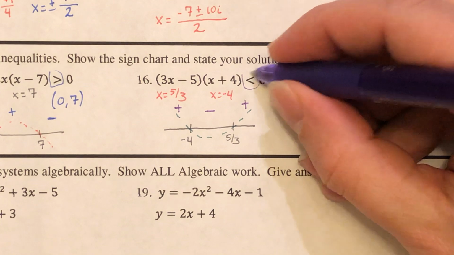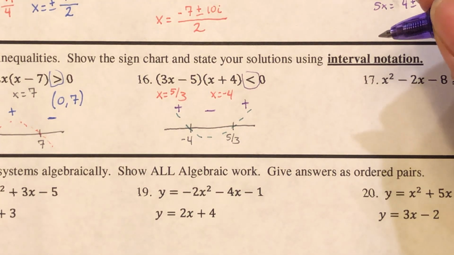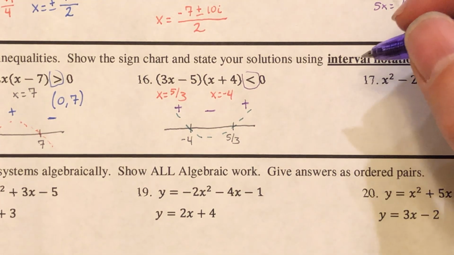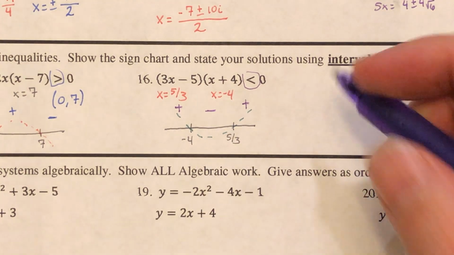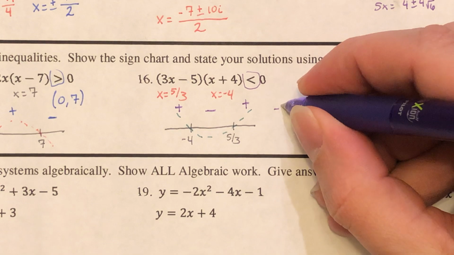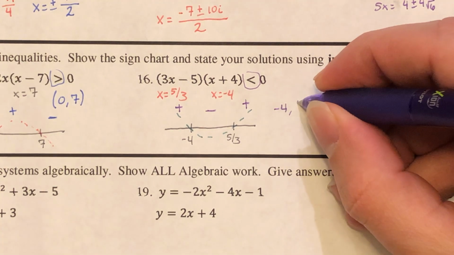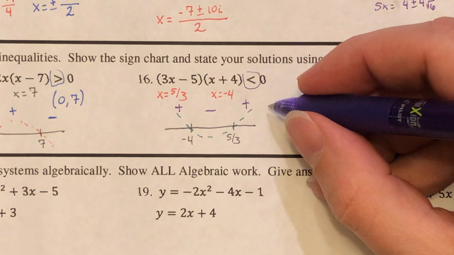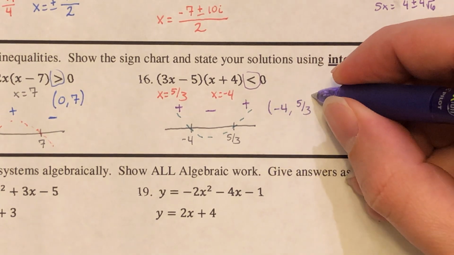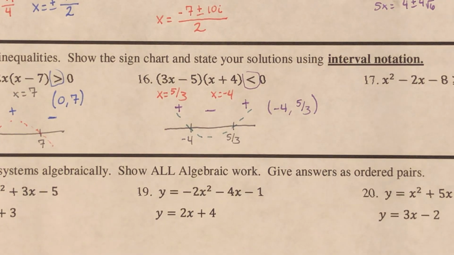This one, I now look at what the inequality is. This is less than, so it wants to know when it's negative. So I say the negative area is between -4 and 5/3. And because it cannot equal, I close it with parentheses.